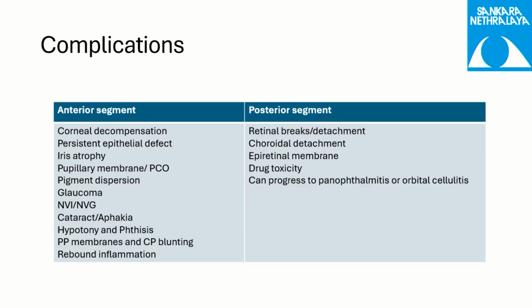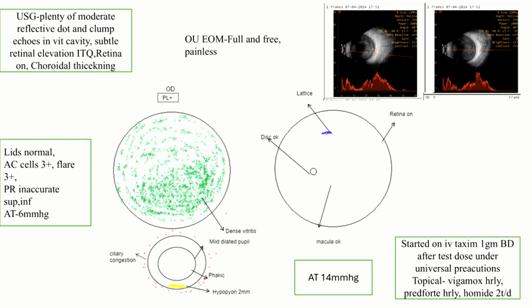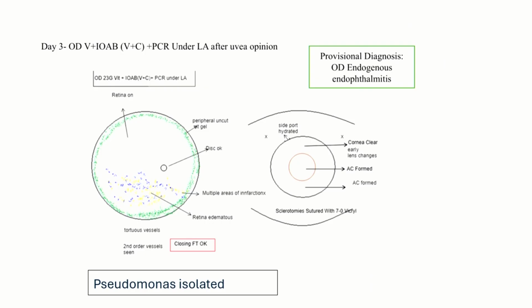So coming to complications: corneal decompensation, retinal detachment, like I mentioned, these complications I kept on mentioning in the cases. Sometimes hypotony, phthisis, all this can happen. And we also look for worsening. So this is an HIV positive patient who came with query endophthalmitis, query viral retinitis. So this was the clinical picture, PL present. So we did, it was an endophthalmitis. It was not a peripheral viral retinitis.